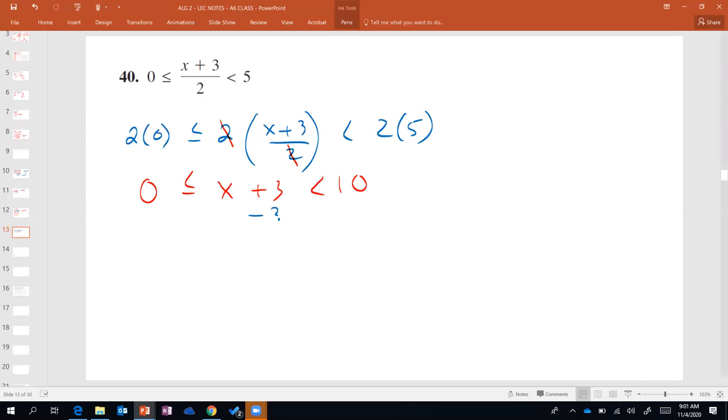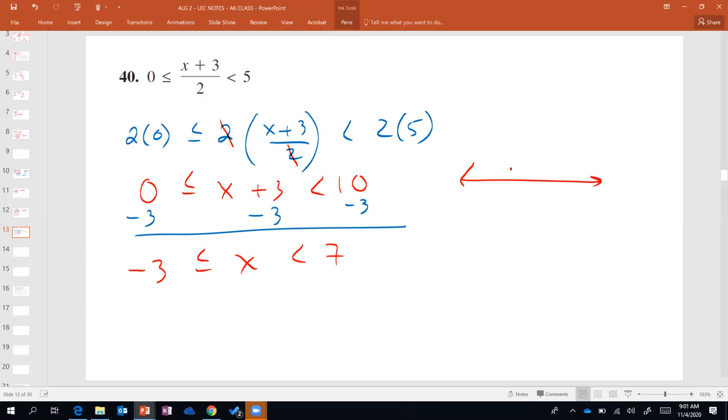And I'm going to go with subtract 3 everywhere. And I think you should be almost done. So negative 3, x, and how about a 7? Cool. Can you guys graph it? Done already? That was that simple? Oh, awesome. Perfect. Negative 3, 7. Bracket at negative 3, parenthesis at 7, and we're good to go.